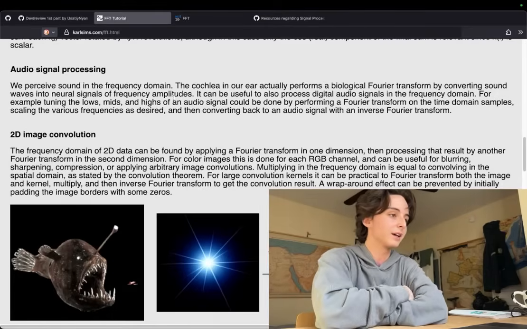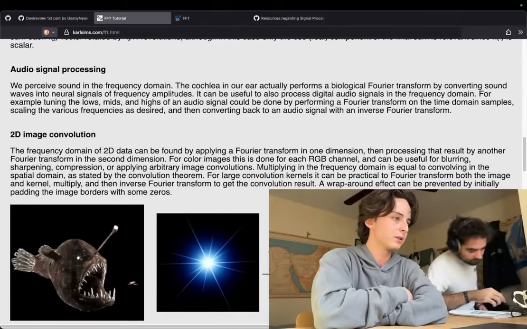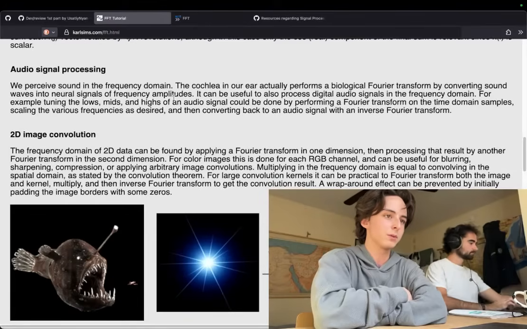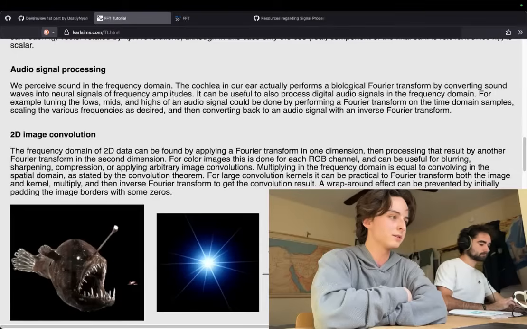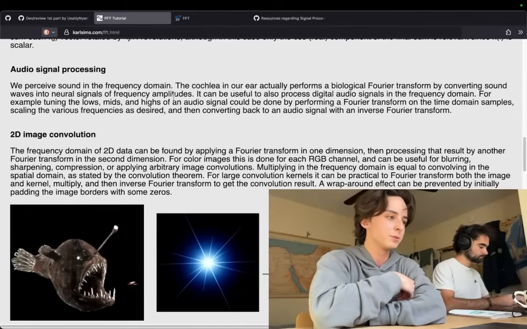That's so sick. It can be useful to also process digital audio signals in the frequency domain. Okay, so you could do a digital version. That's just the biological version. For example, turning the lows, mids, and highs of an audio signal could be done by performing a Fourier transform on the time domain samples, scaling the various frequencies as desired, and then converting back to an audio signal with the inverse. So that's how bass boosting works.